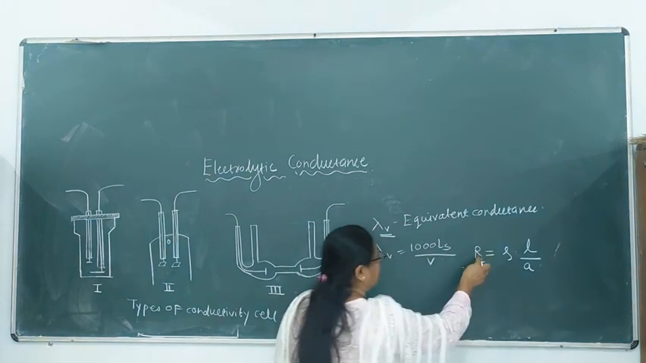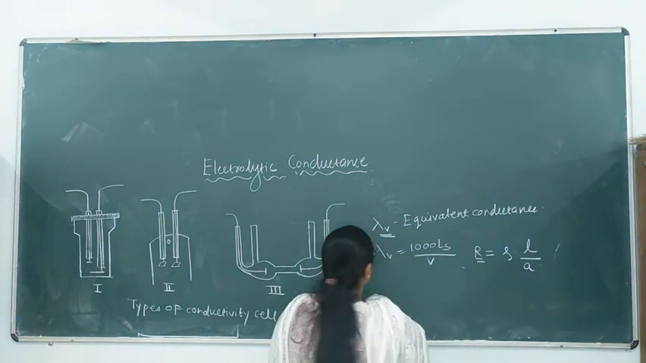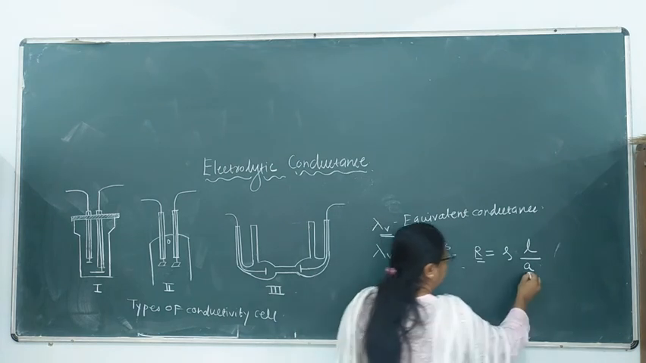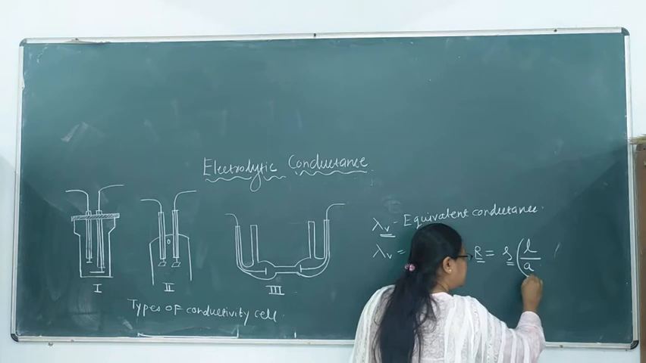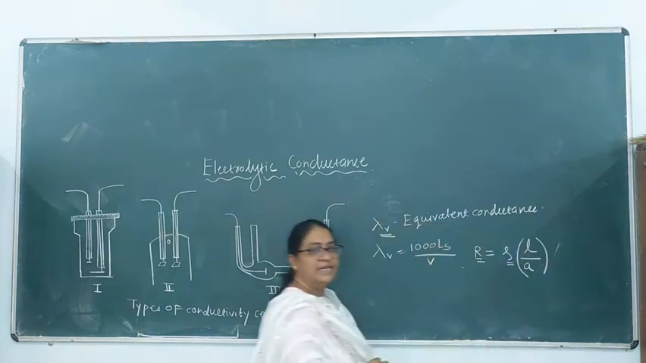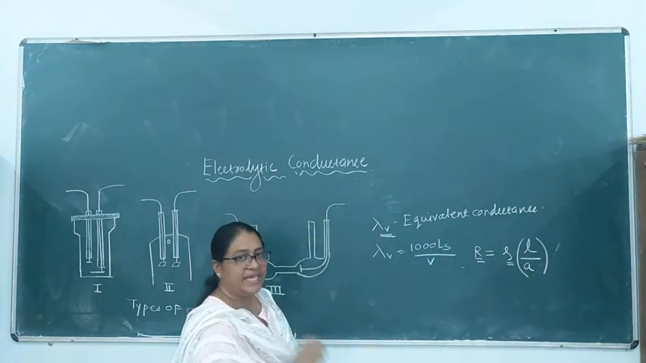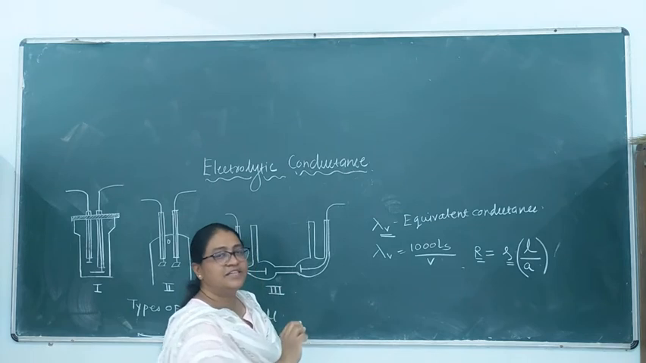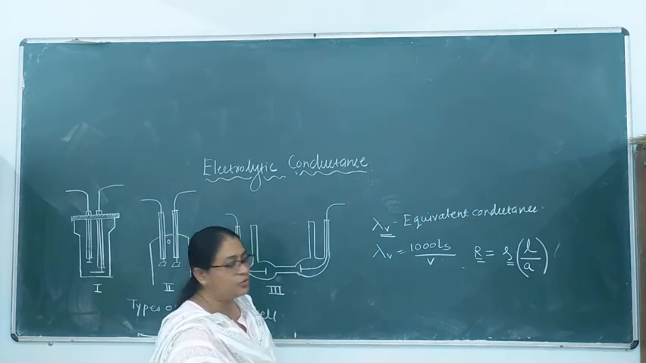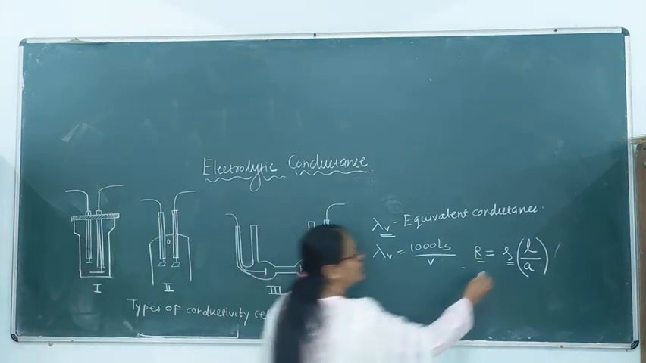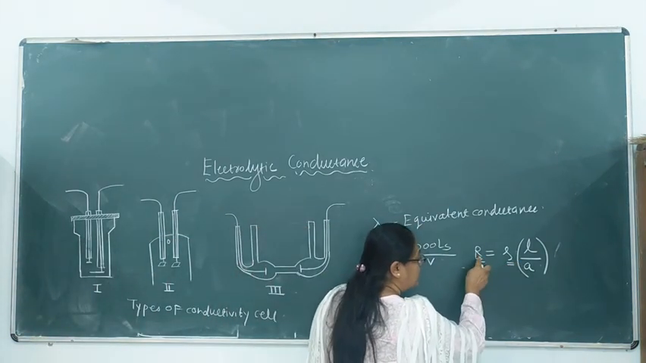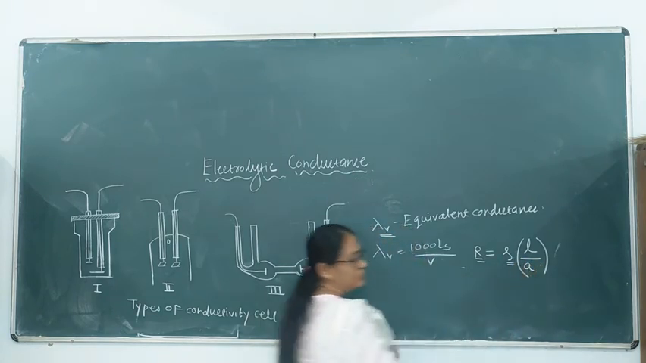R can be calculated or it can be measured from the use of conductivity cell. We want to calculate rho, but to calculate rho, this ratio has to be known. Correct? L divided by A. This value L is nothing but the distance between the electrode, and A is the cross-sectional area. So to calculate rho, R must be known as well as this ratio.